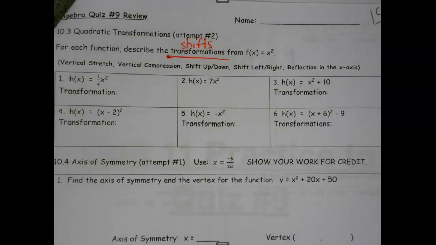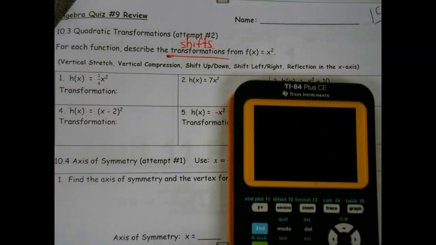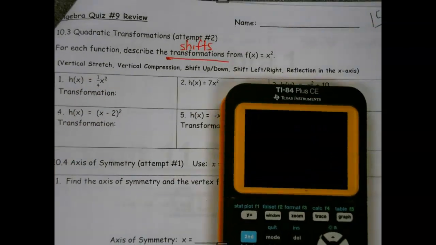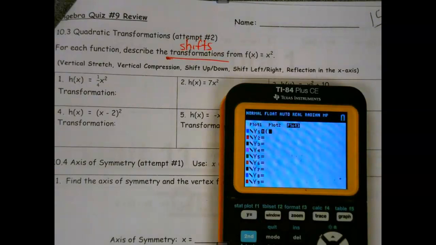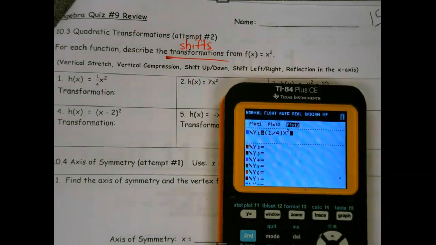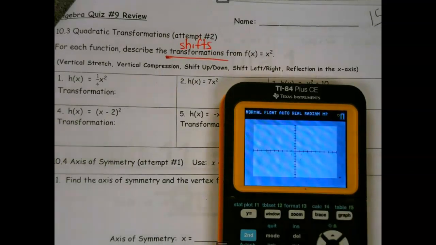So you can kind of look, and if you're not sure, anybody think they know what this first one is, what that 1/4 would do in front? Stretch, I'm being told. So if I'm not sure, and I want to look and see, okay, what does this look like? I can type it into my calculator.